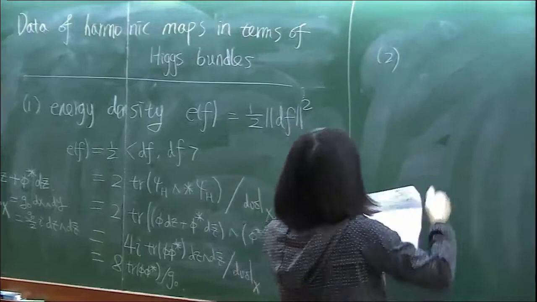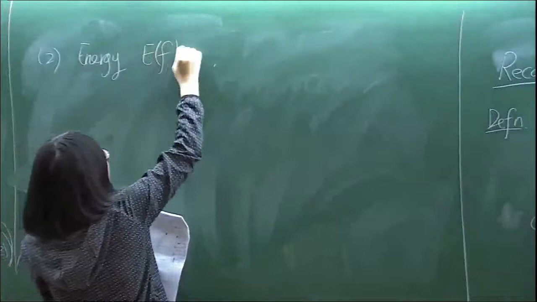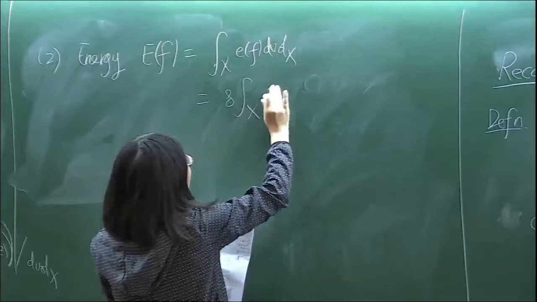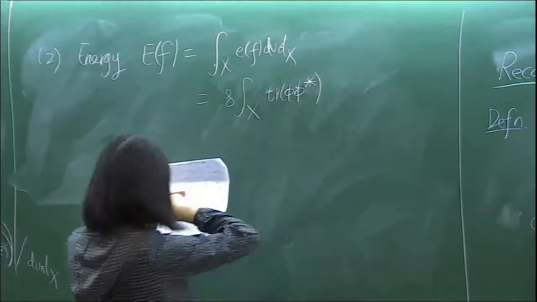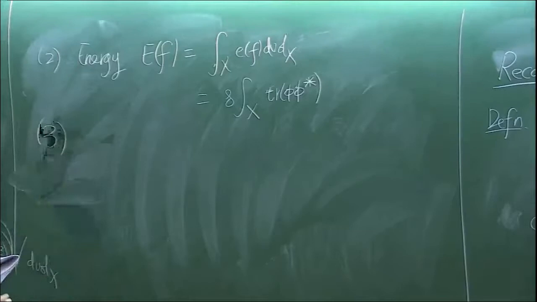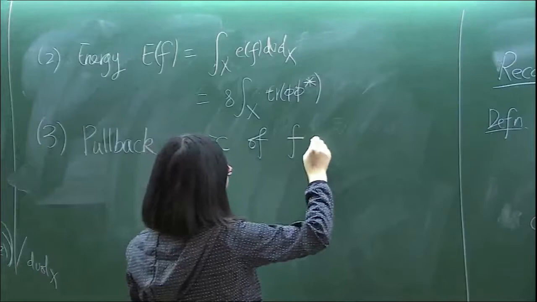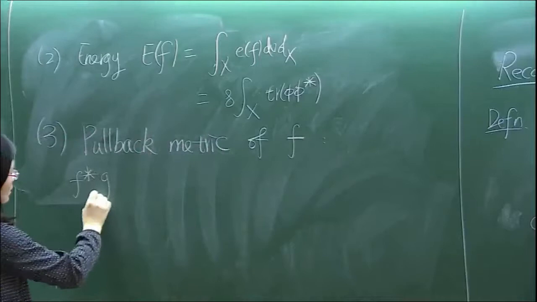So of course the energy E(F) is just the integration of the energy density, which is 8 of trace phi phi star. And certainly, it's about the pullback metric of F. So this pullback metric is pulling back the metric on the target N.